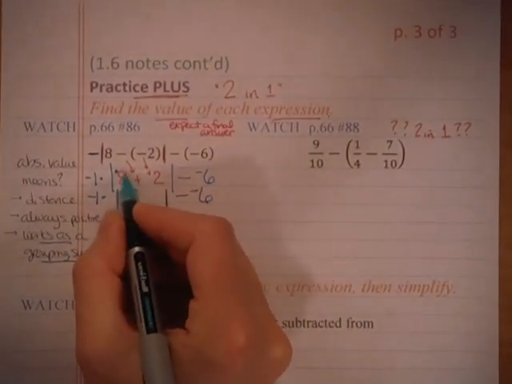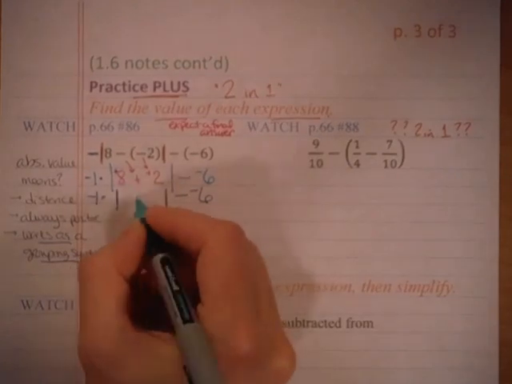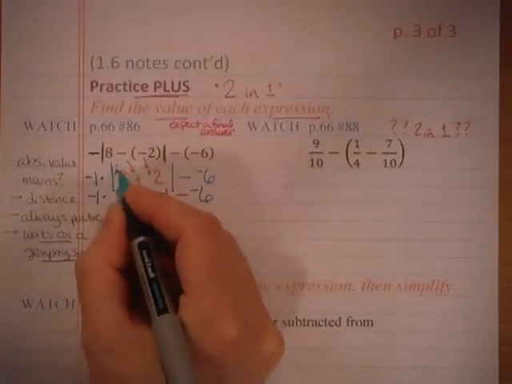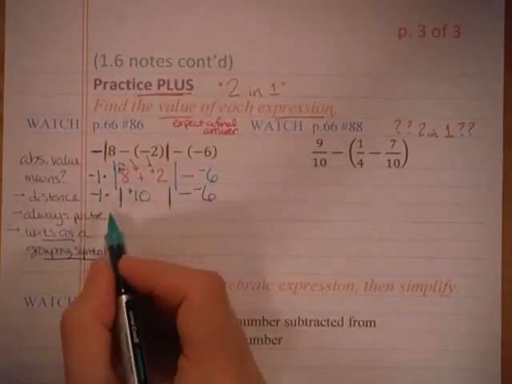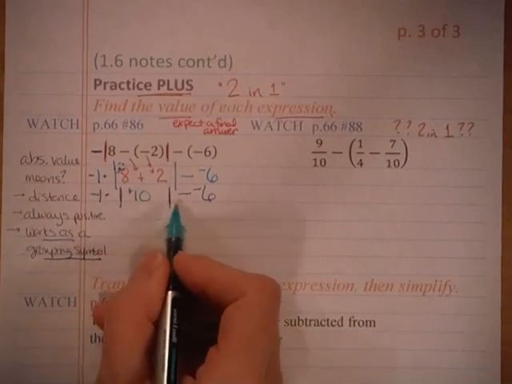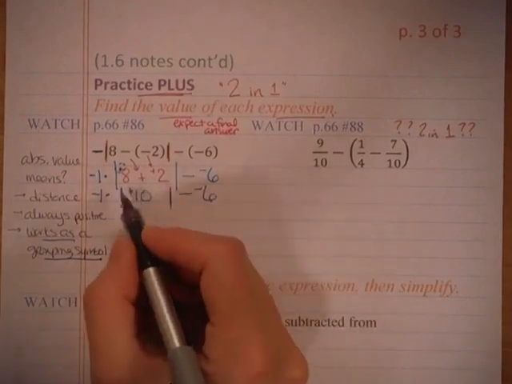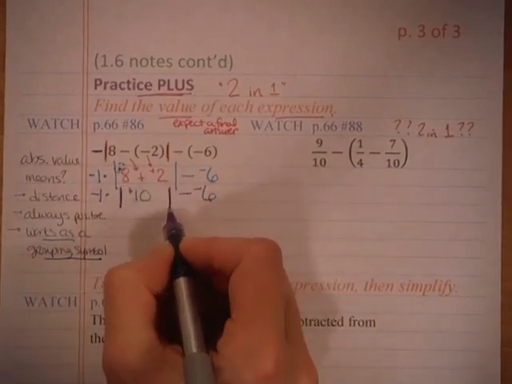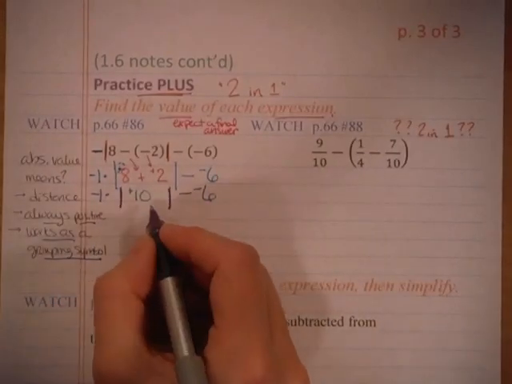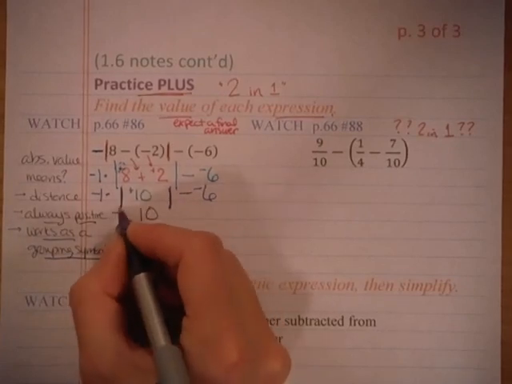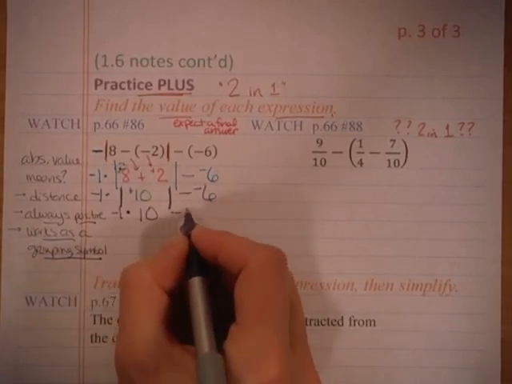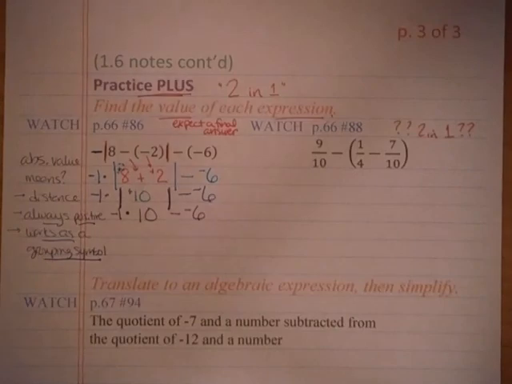And same sign, so I add them together. 8 plus 2 is 10. I keep the bigger sign. It's positive. So I've got -1 times the absolute value of 10 and then minus a negative 6 here. So absolute value of positive 10 just keeps it positive, so it becomes 10. I still have the negative 1 times that minus a negative 6, okay?